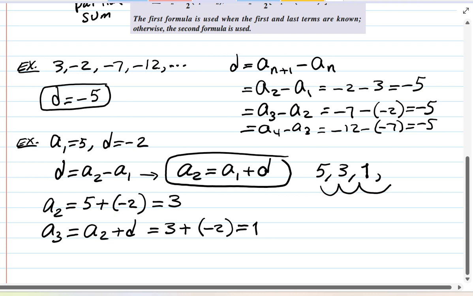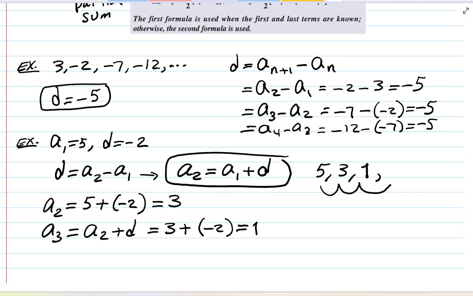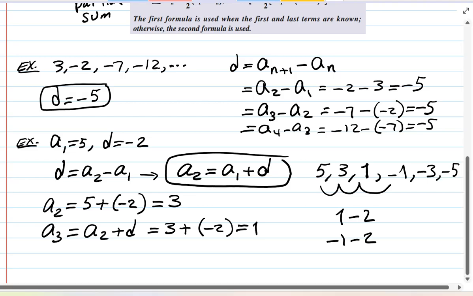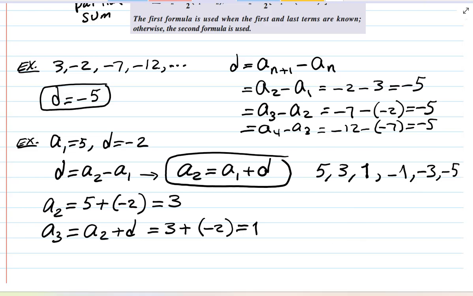I'm just going to subtract 2 from each term as I go forward. So I start with the first term 5, subtract 2, we get 3, subtract 2, we get 1, subtract 2, we get -1, subtract 2, we get -3, -5, and so on and so forth. So there you go, that's going to be this sequence. I just wrote the first 6 terms.